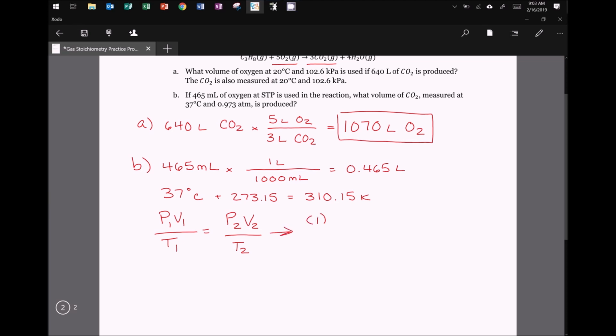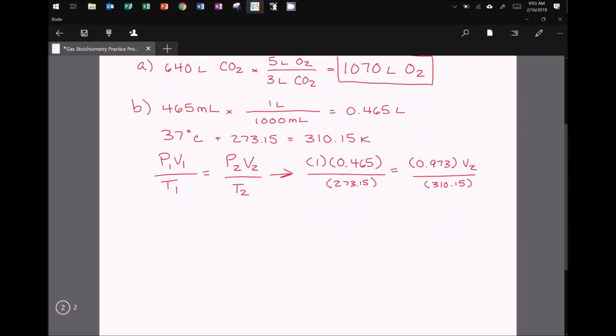So I've got my 1 atmosphere, 0.465, that's going to be my initial volume, over 273.15 Kelvin, which is my starting temperature. Remember, 0 degrees Celsius is equal to 273.15 Kelvin. And now I'm going to put in my ending conditions, my carbon dioxide, so 0.973 atmospheres. We're solving for V2, and then our ending temperature is going to be 310.15 Kelvin.